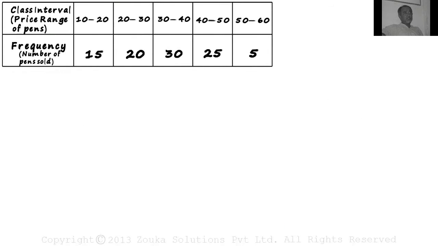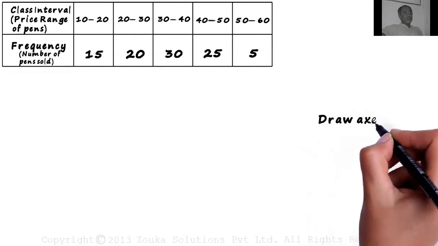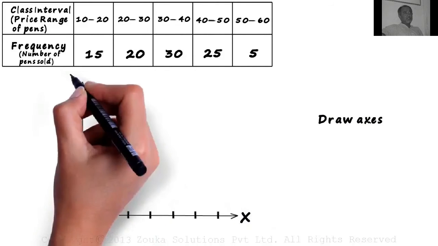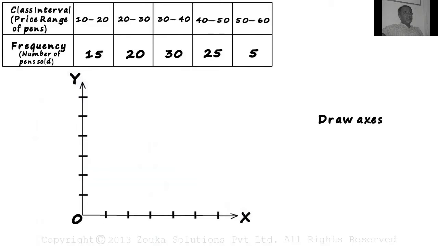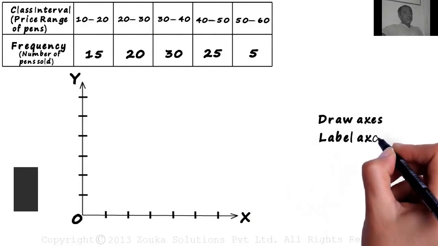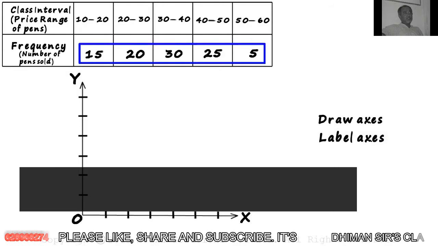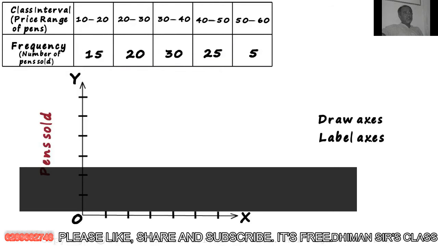The first thing that we do is draw the x and the y axis. We draw the axis and make equal intervals on each of them. Then we label the axis. Since we want to represent the quantity of each class interval, we have the pens sold on the y-axis and the price range of pens on the x-axis. The steps are similar to the ones we used to draw a bar graph.